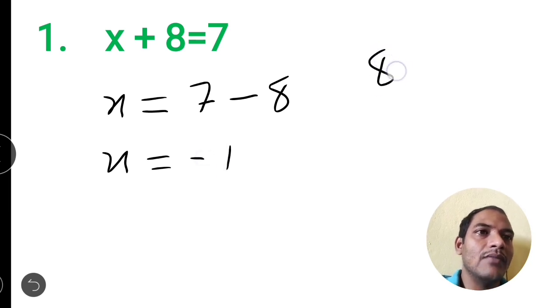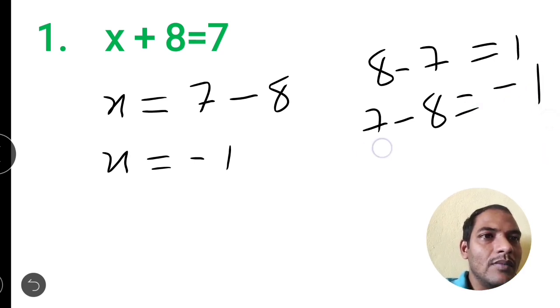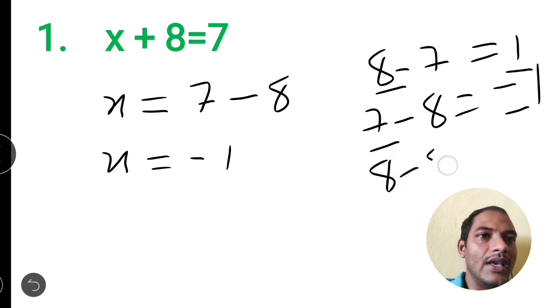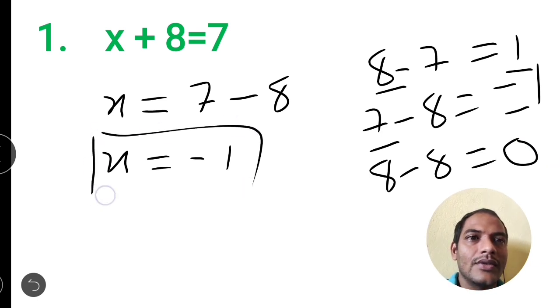See here, 8 minus 7 gives plus 1, but 7 minus 8 gives minus 1. When the first number is smaller, you will get a negative answer. When the first number is bigger, you will get a positive answer. When the two numbers are the same, the answer is 0. So our required answer is x equals minus 1.